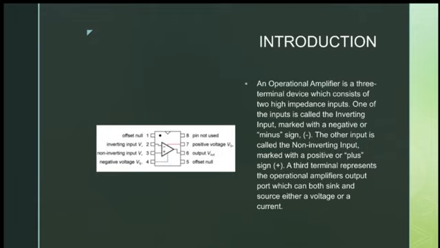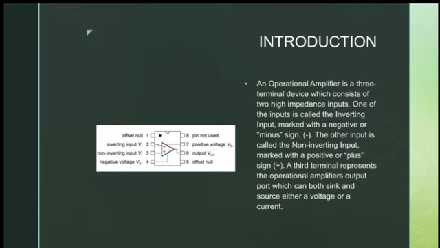So as you can see in the figure, we have 8 pins, and the first pin is the offset null, and the fifth pin is the offset null as well, and the second, third and sixth pins represent the input and output, where the second and third are representing the inverting input and the non-inverting input respectively. And the fourth one, we have the negative voltage Vs, and the seventh one we have the positive voltage Vs.